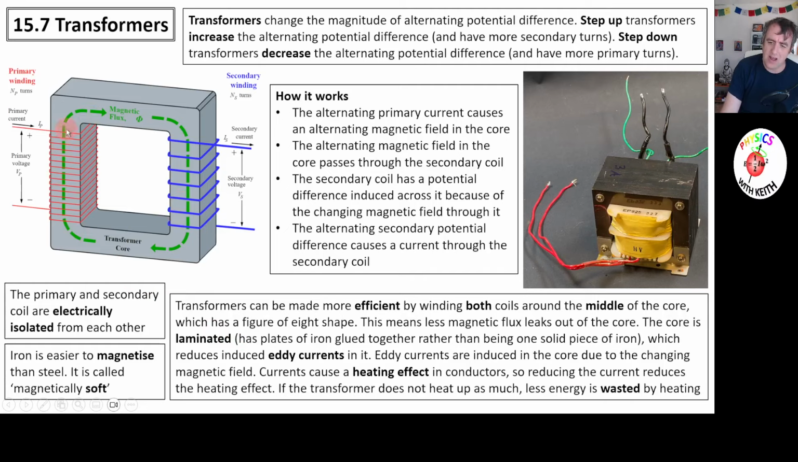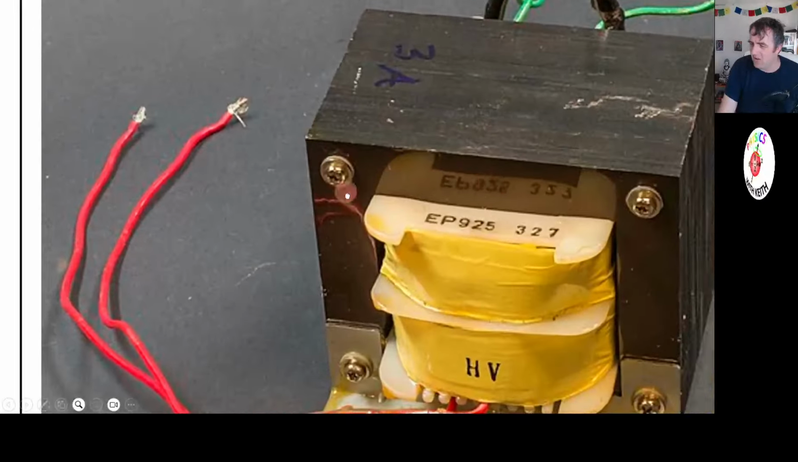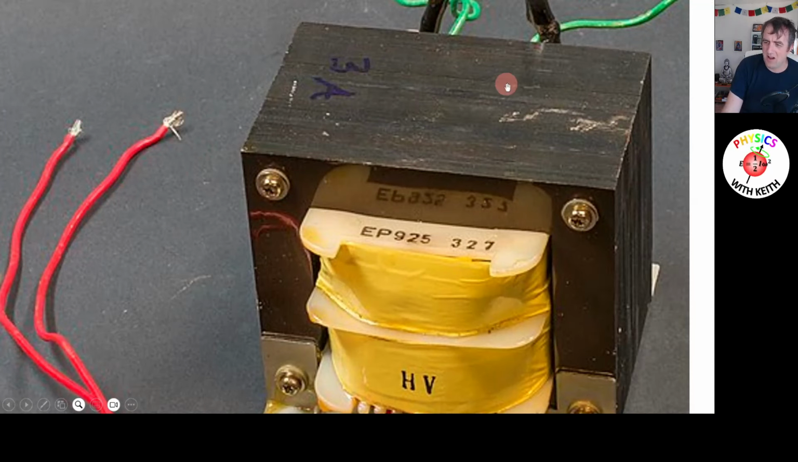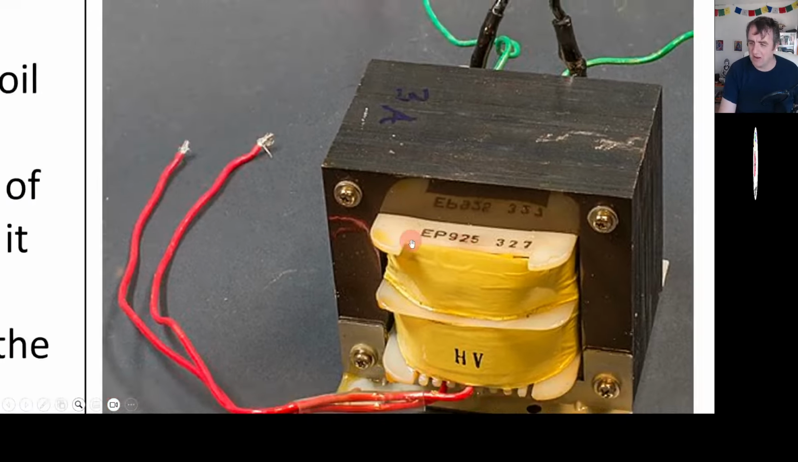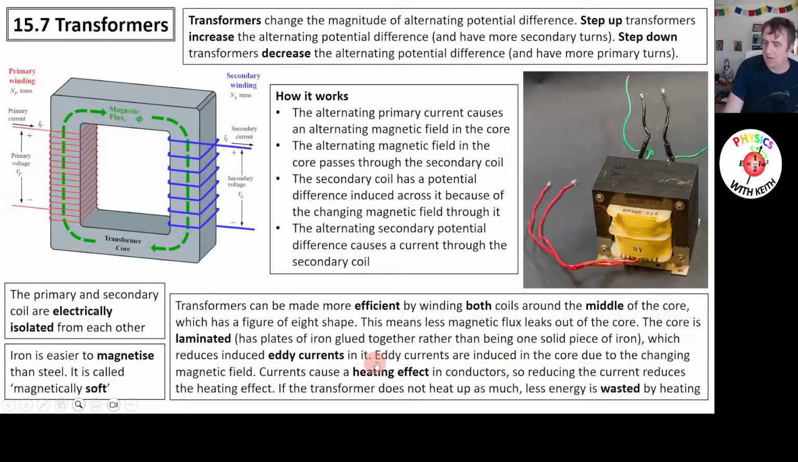So we take a square with a cut in the middle. So we take a square of iron, and then we take another one, and another one, and another one, and we just glue them together with an insulating glue. If we look here, you can just about make out there are lines here, and there are lines here. These are plates, figure-of-8 plates that are now bolted together with an insulator between them. So that is a laminated core, which makes the core much more efficient because it reduces those eddy currents.